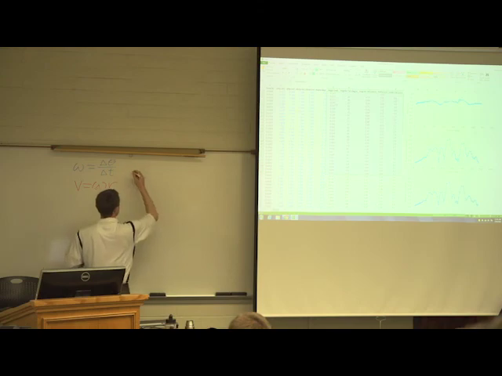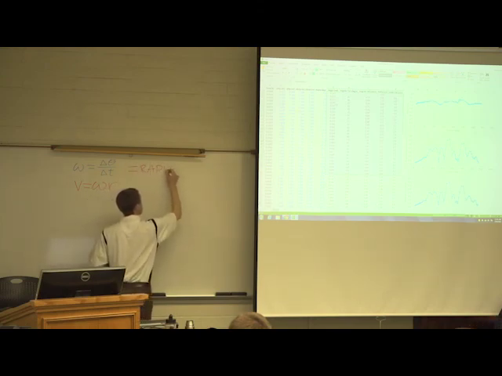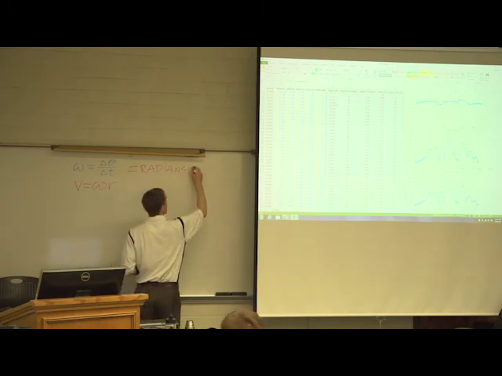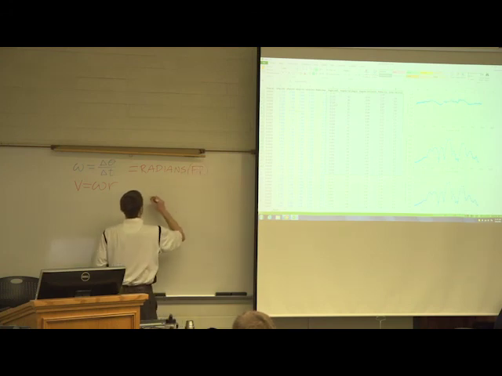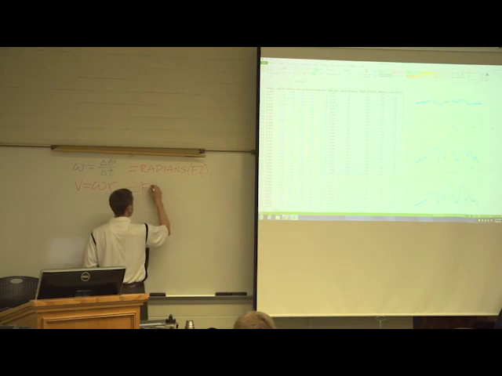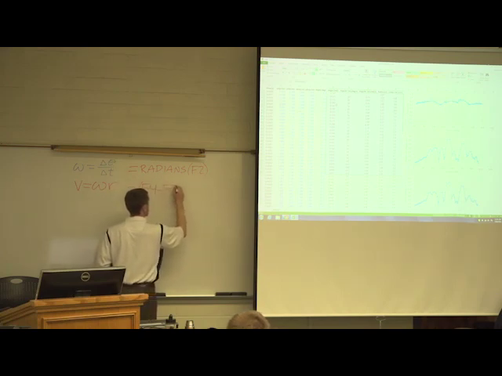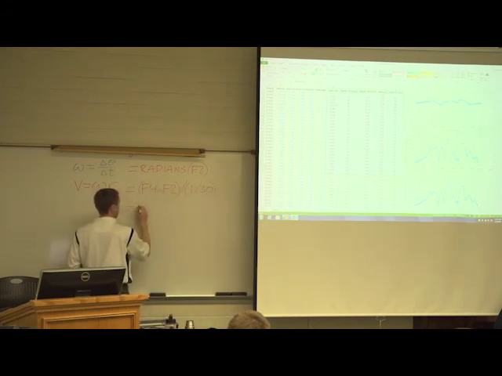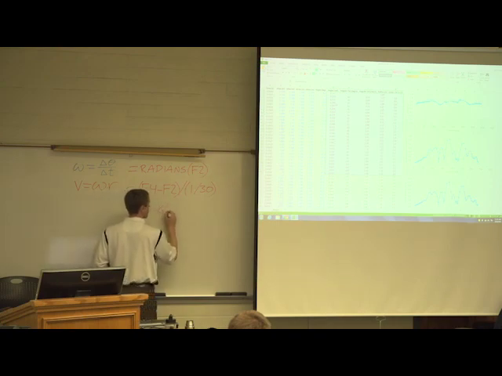Okay, so the first one is equals radians of, which cell is it? F2. And then the next one is equals F4 minus F2 divided by 1 over 30. The next one is equals G4 minus G2.